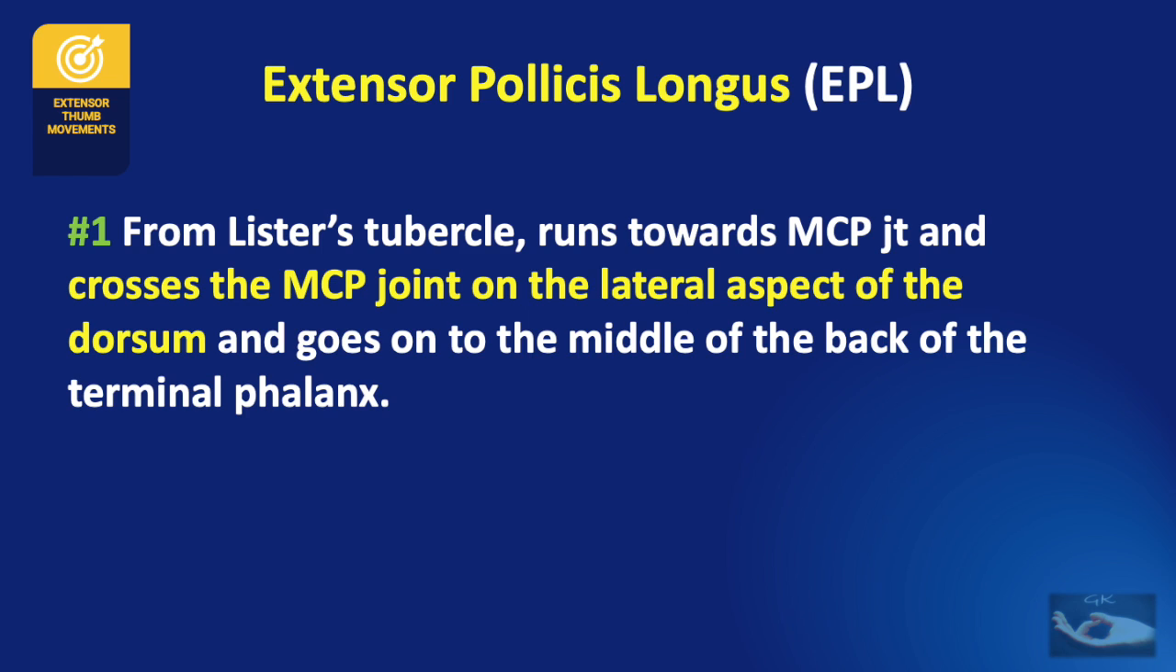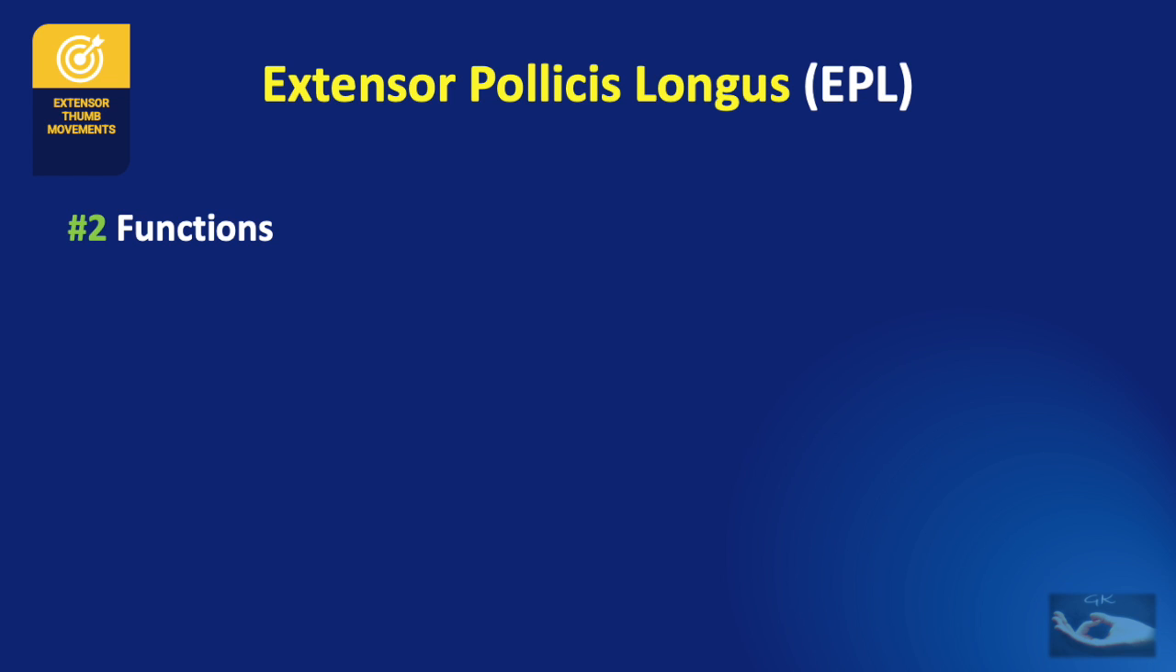The course of the extensor pollicis longus tendon from the Lister's tubercle to the thumb is very interesting biomechanically. It runs towards the metacarpophalangeal joint and crosses the metacarpophalangeal joint on the lateral aspect of the dorsum, and then goes on to the middle of the back of the terminal phalanx where it gets inserted. This anatomical feature is reflected in the functions of the EPL at different joints.